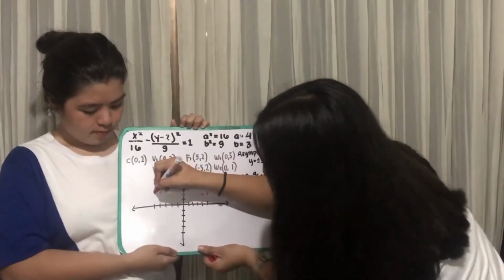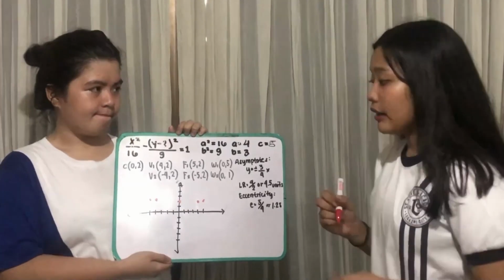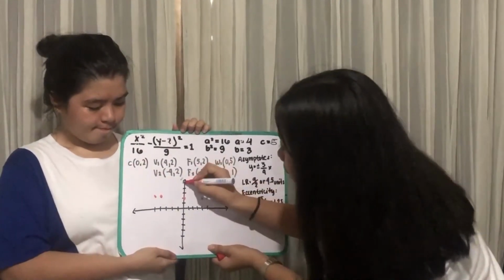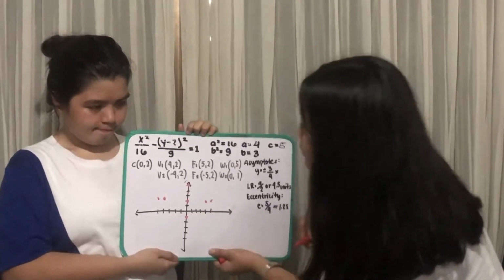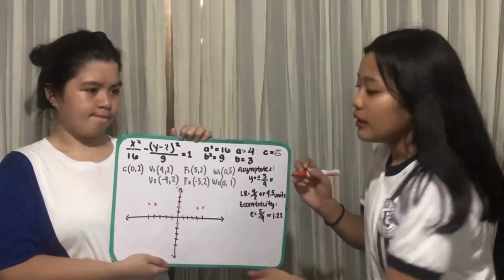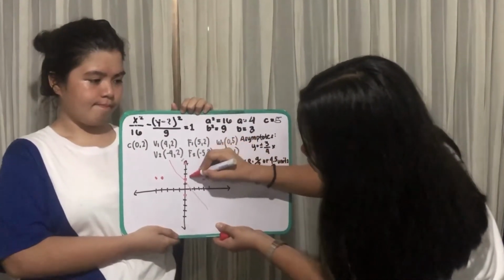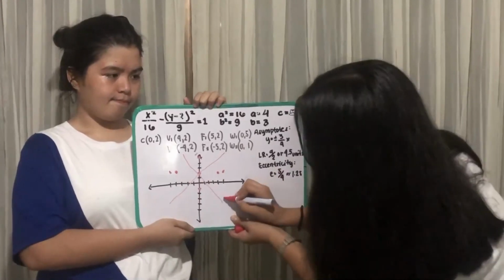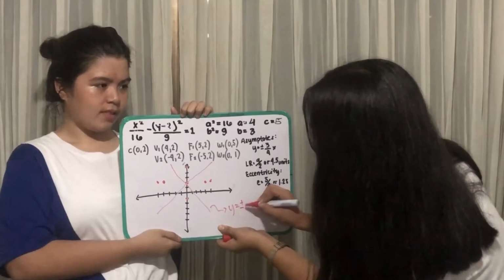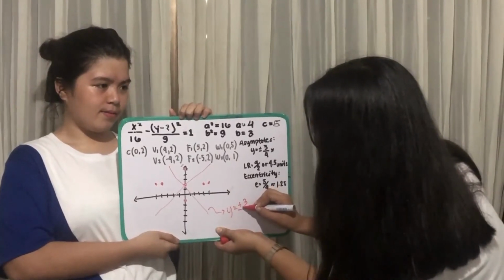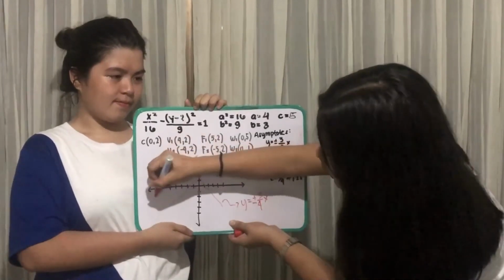negative 5, 2. Then, the conjugate axes, which are at 0, 5, 0, negative 1. So, this will be our asymptote, which is y equals positive negative 3 over 4 x. And this will be our hyperbola.